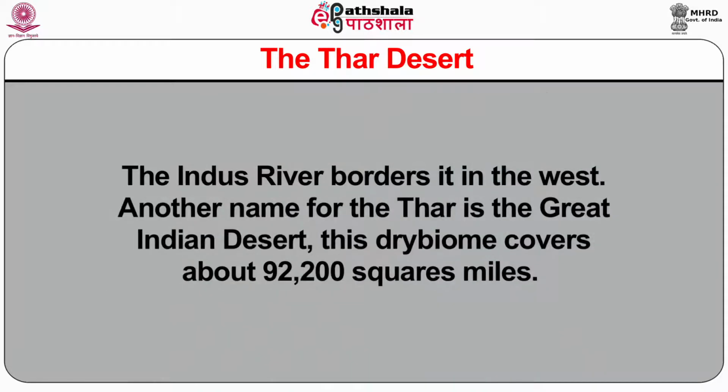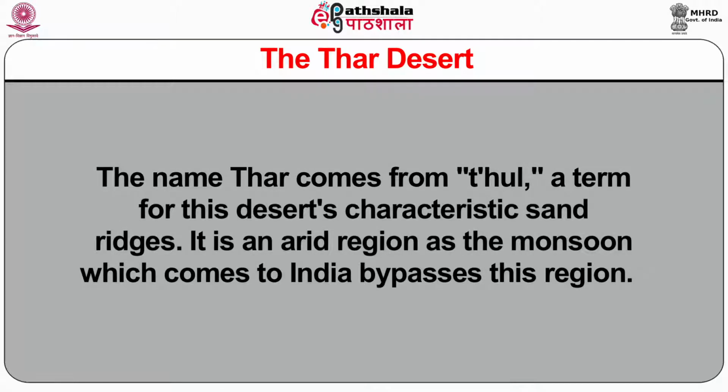The Indus River borders it in the west. Another name for the Thar is the Great Indian Desert. This dry biome covers about 92,200 square miles. The name Thar comes from Hul, a term for this desert's characteristic sand ridges. It is an arid region as the monsoon which comes to India bypasses this region.